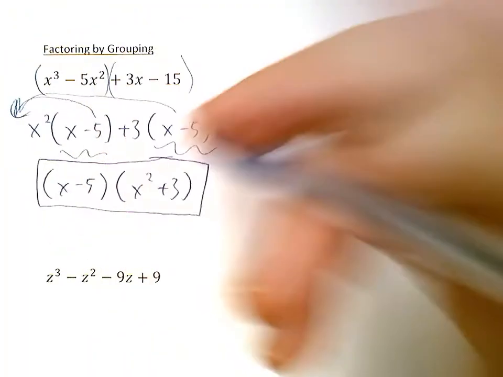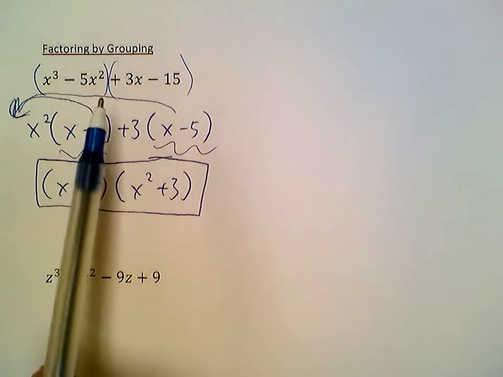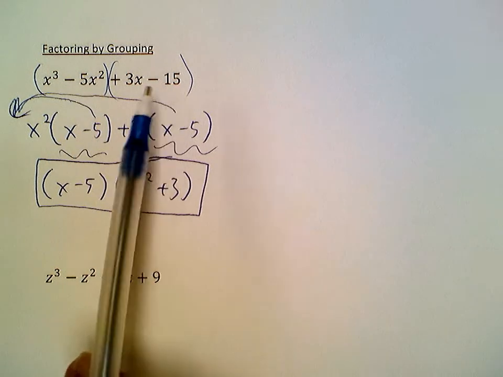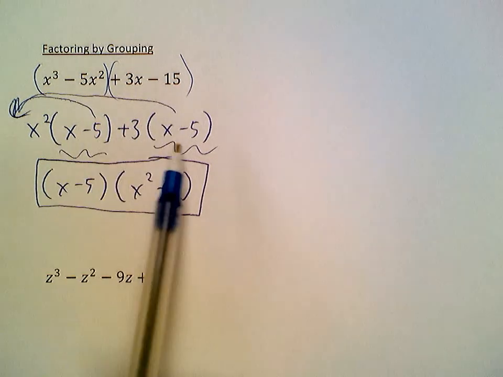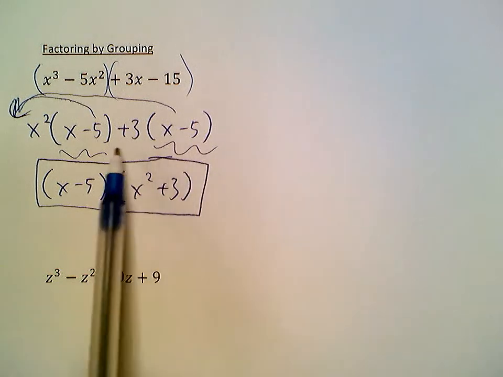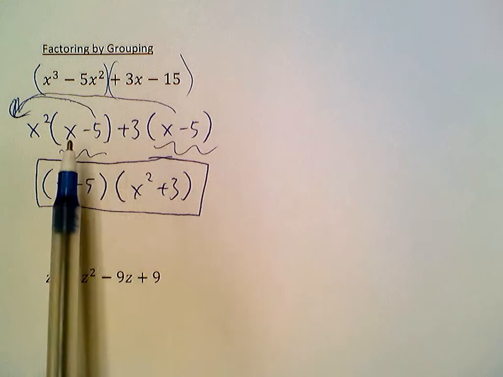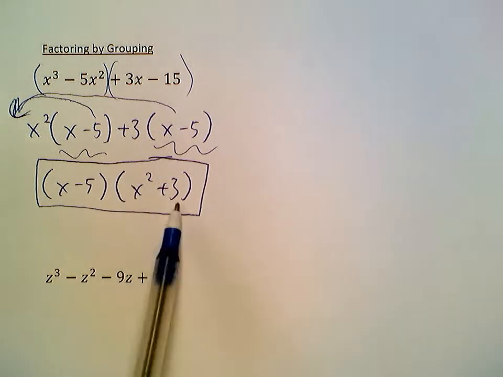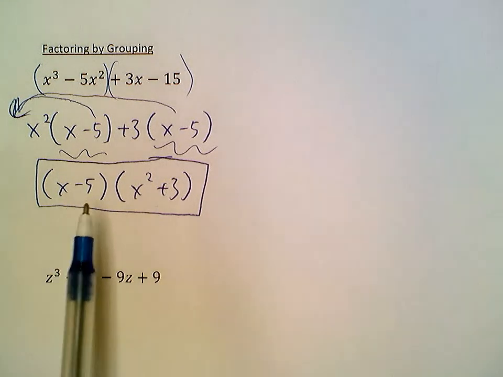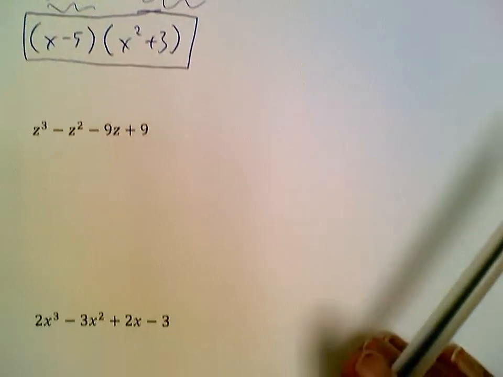And I am done. So the basic strategy here is group the first two terms together and the last two terms together, take out any common factors you can, and hopefully, if it works, you'll have the same thing in both parentheses, which you can then factor out, leaving you with your factored expression. In this case, x minus 5 times x squared plus 3. All right, so let's look at this next one.